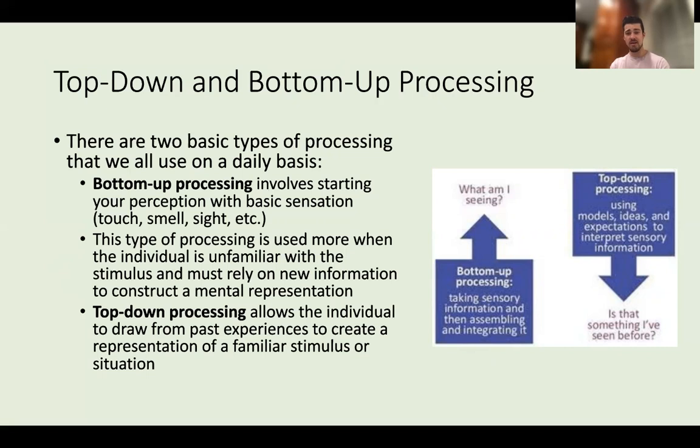So in bottom-up processing, we're relying a lot on sensation. We're not relying on experience. It's basically most of the information we're getting is from what is in front of us, how we are perceiving that sensation and that stimulus input. That's really what bottom-up processing is. It's very basic, as opposed to top-down processing, which allows the individual to draw from past experiences to create a representation of a familiar stimulus or situation. So we'll use models that we understand, ideas and algorithms, any kind of expectation, anything from our past that we can use to helpfully interpret the sensory information that we're bringing in.